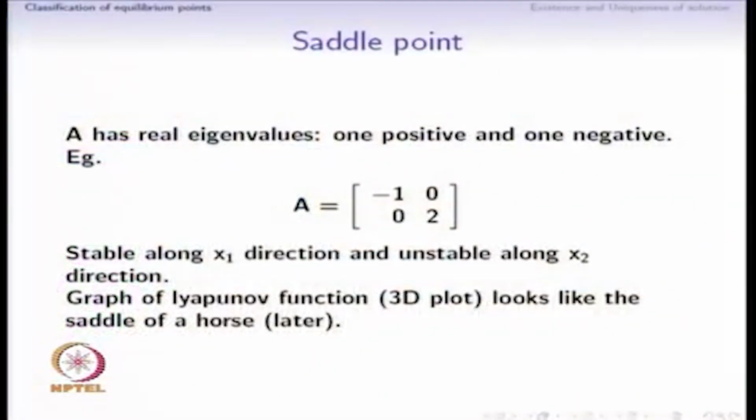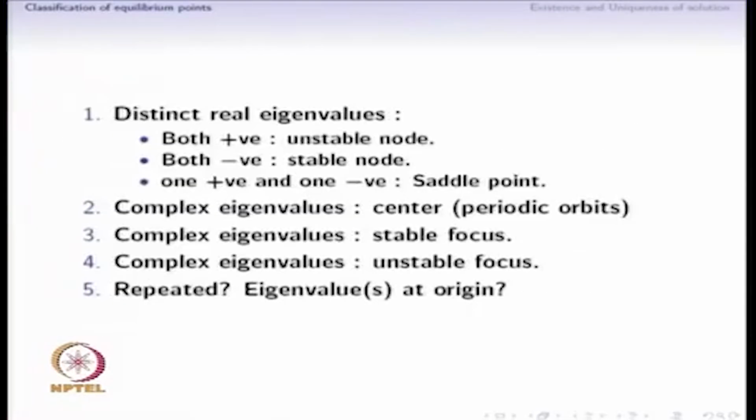So what is saddle about this? The graph of the Lyapunov function, we will come back to this later. This graph in the 3D plot looks like the saddle of a horse. That is the reason that this equilibrium point is called a saddle point.